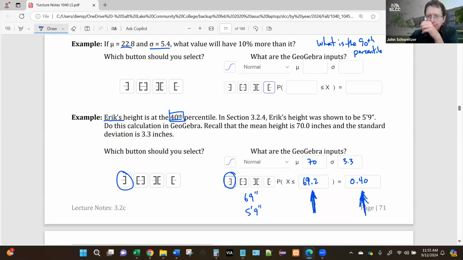All right. Thank you, Brock. It is 29.7. Very good. Yep. All right.